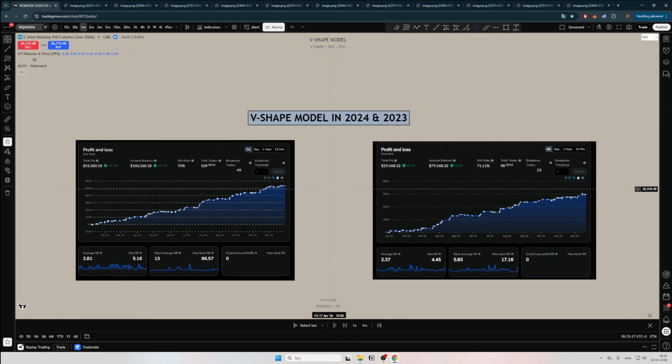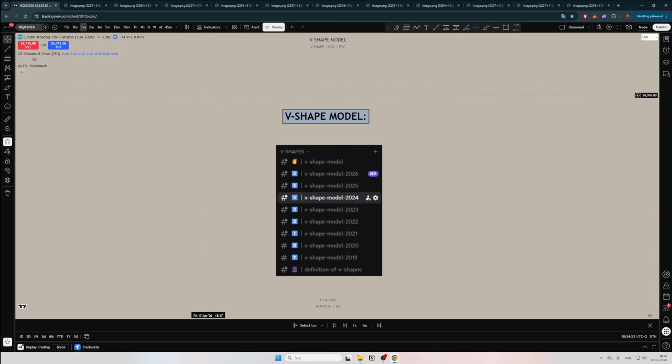That's because I only pick high probability V-shapes, and V-shapes only appear when price action is clean. When you trade in clean price action and high win probability conditions, your win rate will automatically be higher and you will win more trades. So that's one of the things I really like about the V-shape model: you're mostly going to be trading in good price conditions. And as you can see, I have data from a lot of years with my V-shape model.